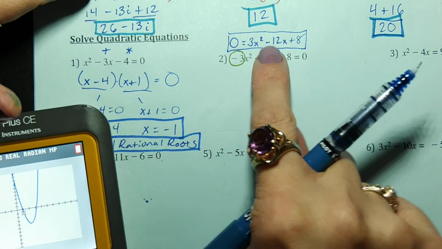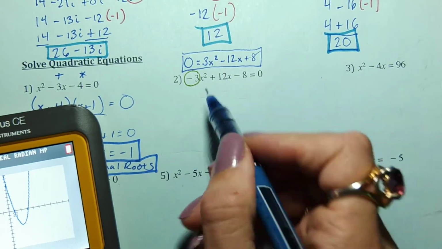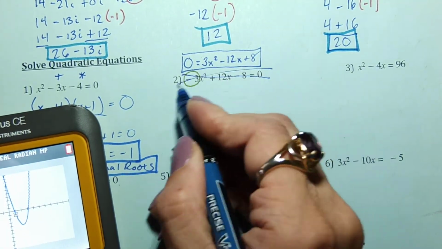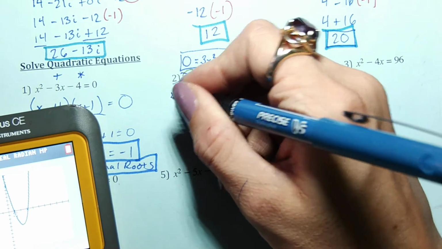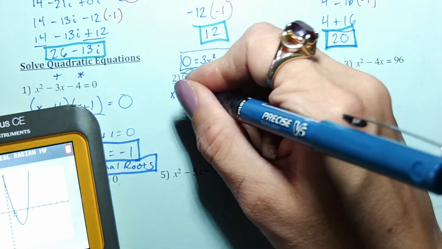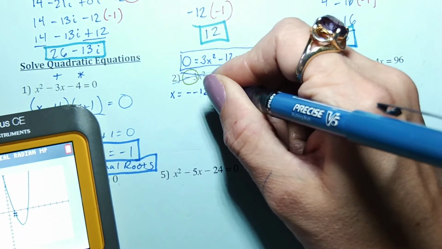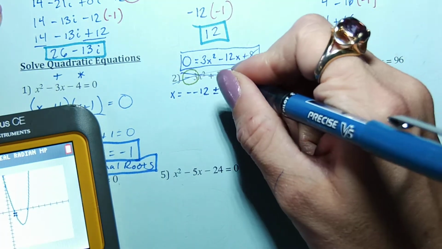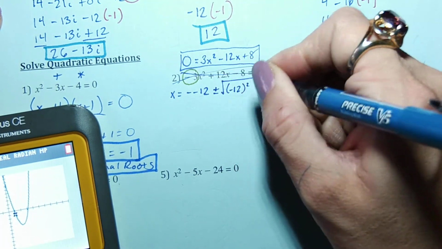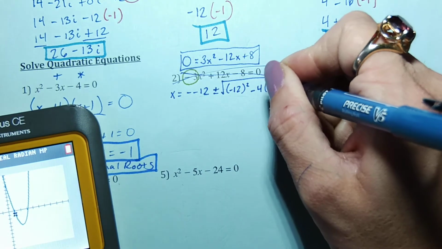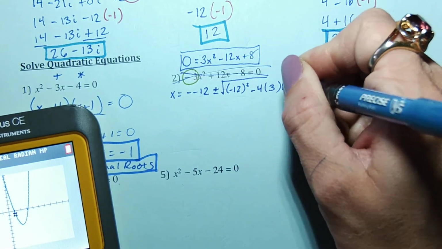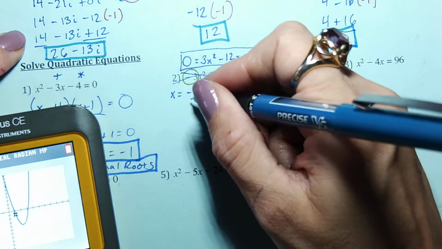So using this version of the equation, I'm going to actually cross this off so I'm not even tempted. Quadratic formula is -b, -12, plus or minus the square root of b squared, minus 4ac, all over 2 times 3.